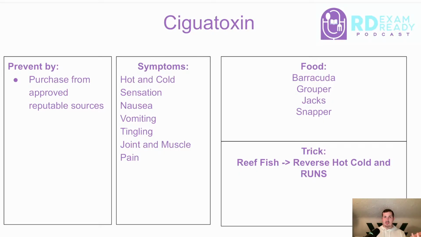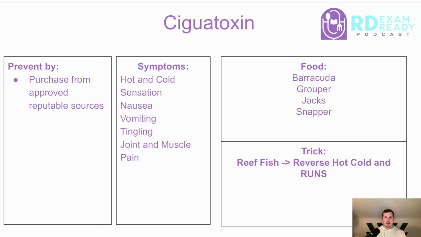The symptoms of Shiga toxin would be hot and cold sensations. So you get chills and then you get hot. Nausea, vomiting, tingling, joint and muscle pain are just a few of the things that we would see with that. Shiga toxin is not destroyed by heat. Okay, so you cannot, I put here purchase from approved reputable suppliers. That's your only way you're going to get rid of that Shiga toxin. You can't cook it off. It's not going to get rid of the toxin just because you cook it or cool it.